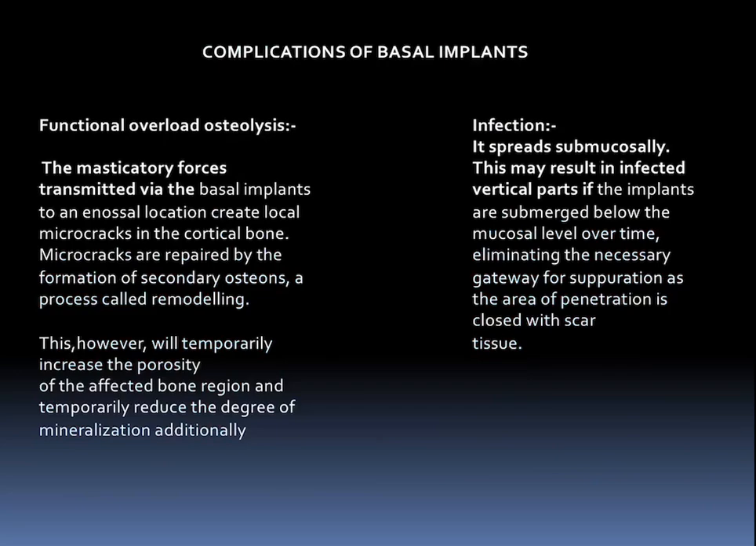Now what are the complications generally seen in basal implants? Two types of complications are seen, that is functional load osteolysis and infection. The masticatory forces are transmitted by the basal implants to the anchorage location, which creates microcracks in the cortical bone, and they can be repaired by formation of secondary osteons, and hence the process is called remodeling, which is mainly seen in the basal implants.